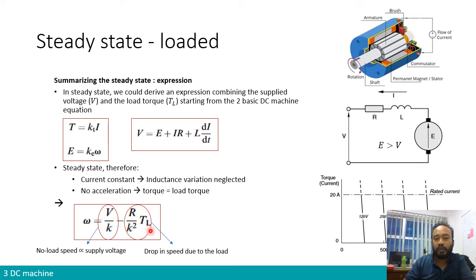But when you have load, you have to deduct a certain portion of the speed. The speed will be reduced by R over K square TL. So this explains the drop in speed due to the load. If you have a load, there will be a drop of speed, minus R over K square TL, and the drop of speed is proportional to R over K square.